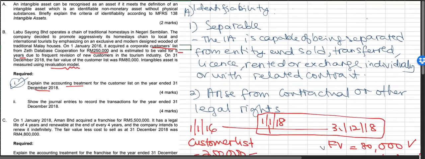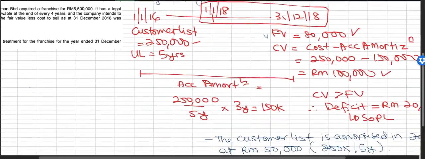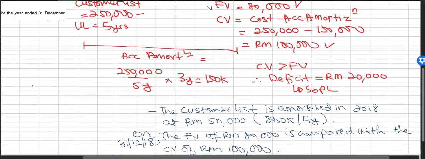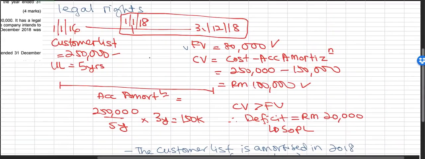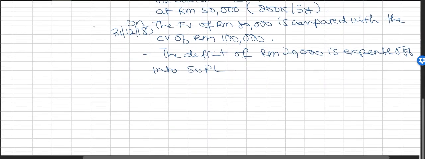Next: show the journal entry to record the transaction for the year ended 31st December 18. So you have to show the journal entry for amortization as well as the deficit.